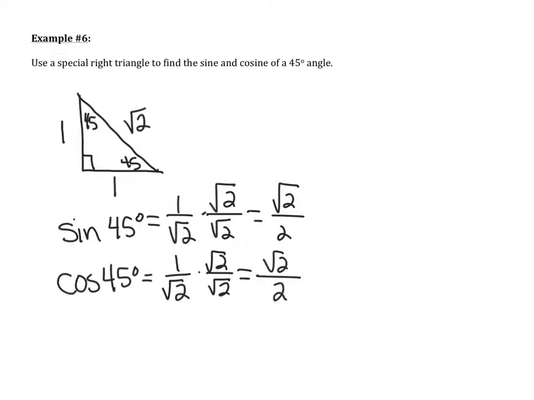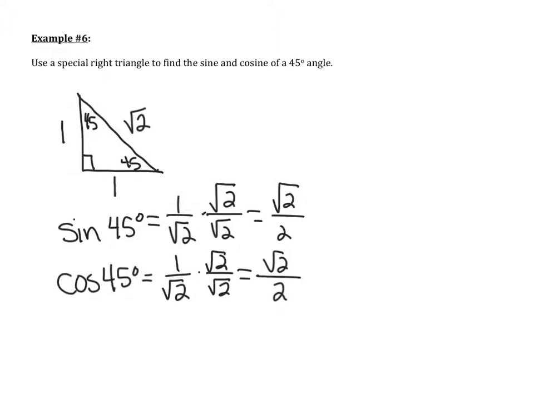So again, anytime you have a 45-degree angle, no matter how big or how small your triangle is, the ratio of the opposite side over the hypotenuse, or the sine, is always going to be the square root of 2 over 2. And the cosine of a 45-degree angle, again, no matter how big or how small the triangle is, anytime you take the adjacent side over the hypotenuse, you're always going to get the square root of 2 over 2. It's all about ratios and similar triangles.